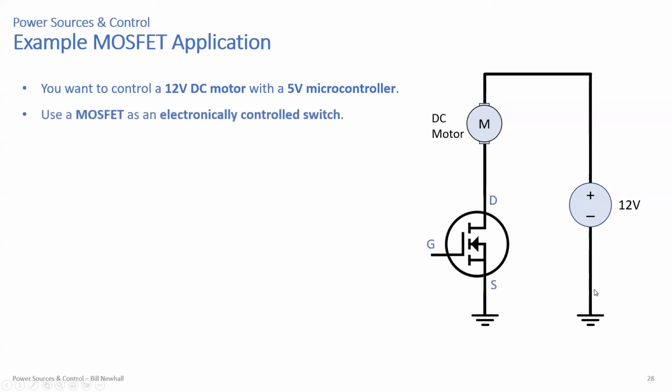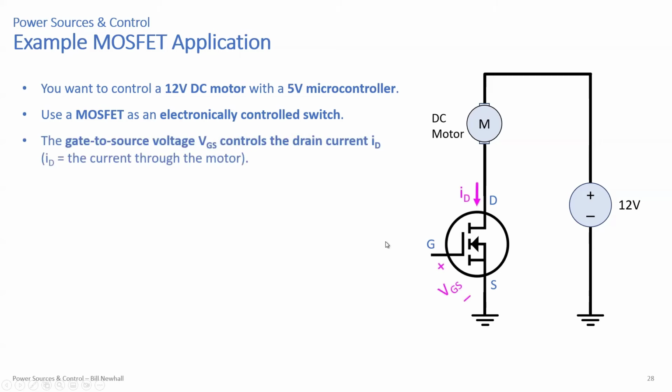And you want to use a MOSFET as an electronically controlled switch. So here's your MOSFET. You would insert the MOSFET here. This is called low side switching, on the ground side of the motor. So you have your drain, your gate, and the source, and the drain to source right here. That's what's controlling the flow, the current into the drain, when this MOSFET is, I like to say, on. So the current would flow from drain to source and down to ground when the MOSFET is on. And so the gate to source voltage controls ID, the drain current. And the drain current is the current through the motor.